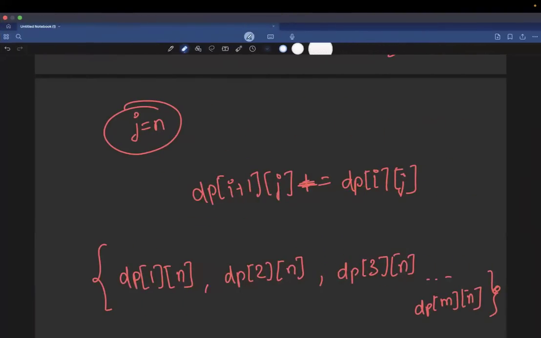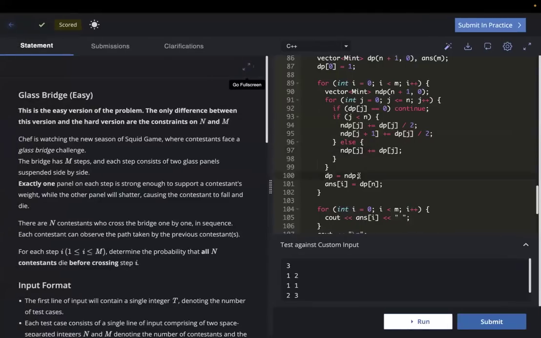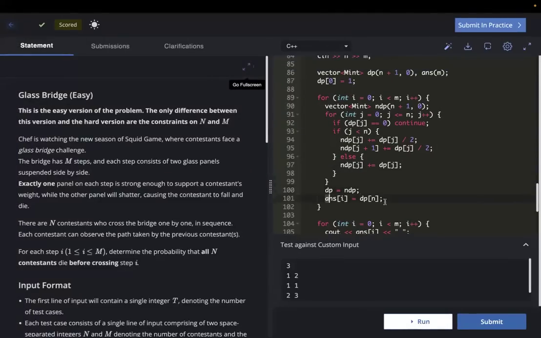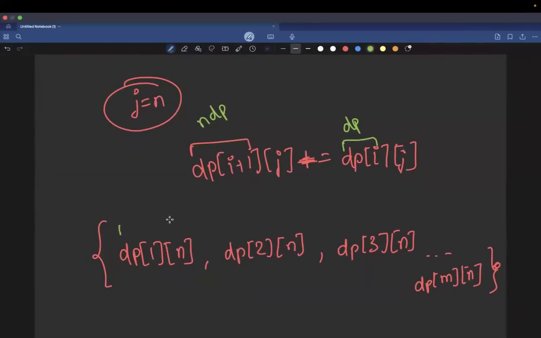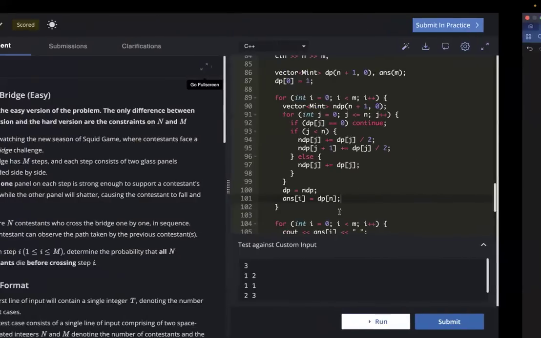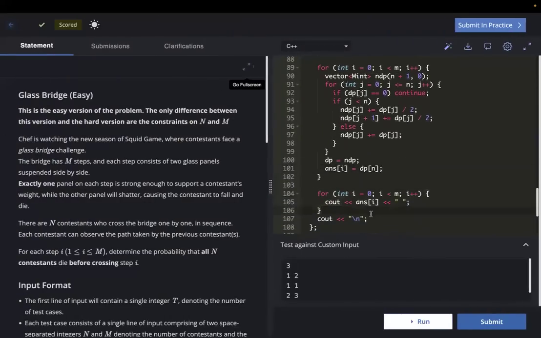So in my code, instead of having dp of i plus 1, I'm having ndp, and instead of dp of i, I'm just writing dp. At the end I'm just setting dp equal to ndp, and answer of i equal to dp of n. So I'm storing all these probabilities inside a variable answer, and at the end I'm just printing this answer variable.